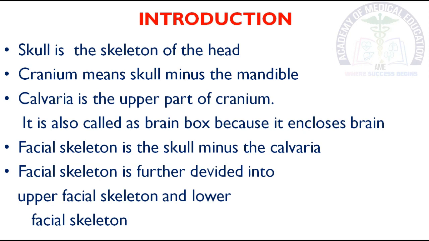Introductory part. Skull is the skeleton of the head. Cranium means skull minus the mandible. Calvaria is the upper part of the cranium. It is also called the brain box because it encloses the brain. Facial skeleton is the skull minus the calvaria. Facial skeleton is further divided into upper facial skeleton and lower facial skeleton.